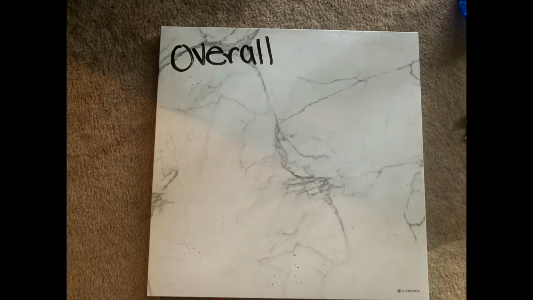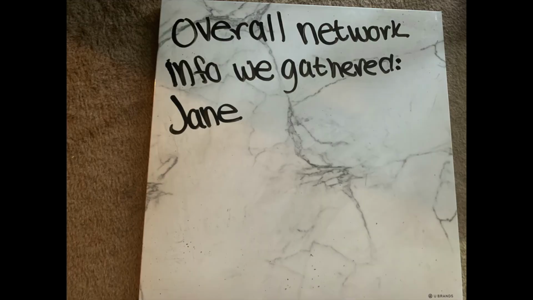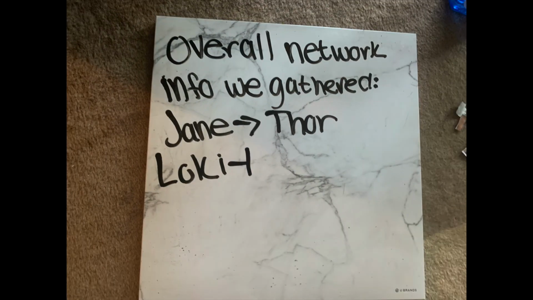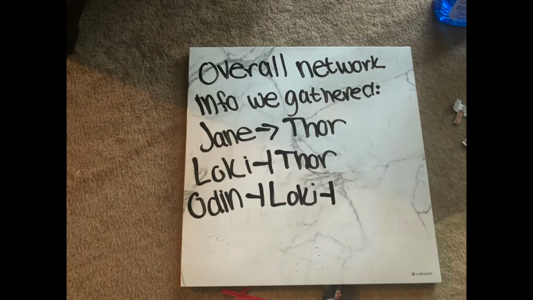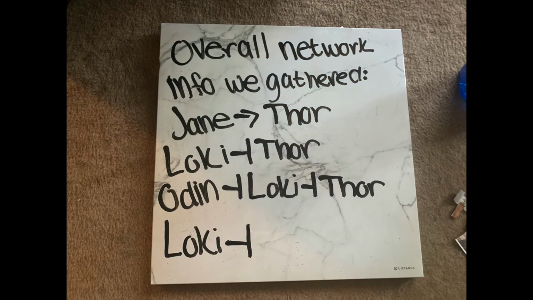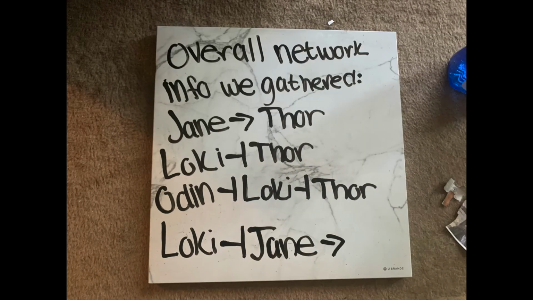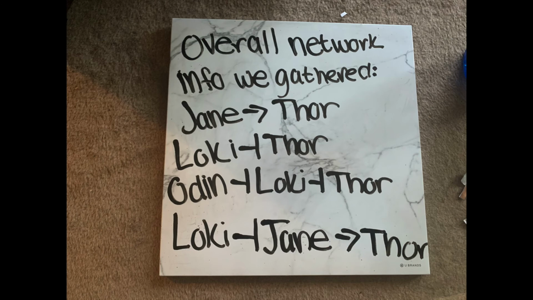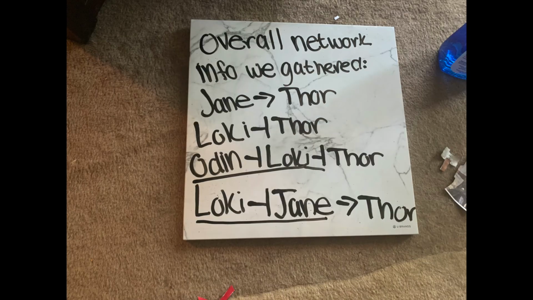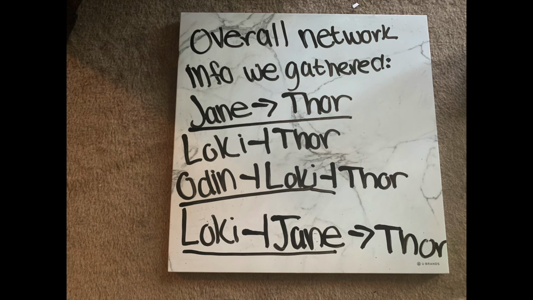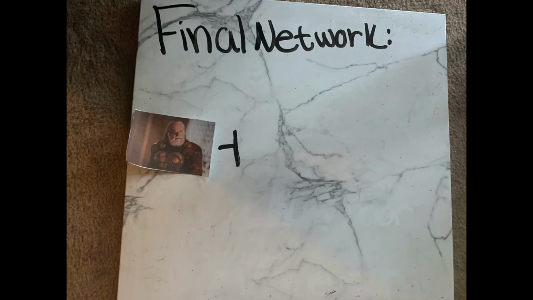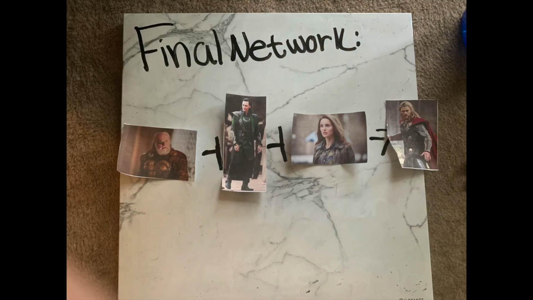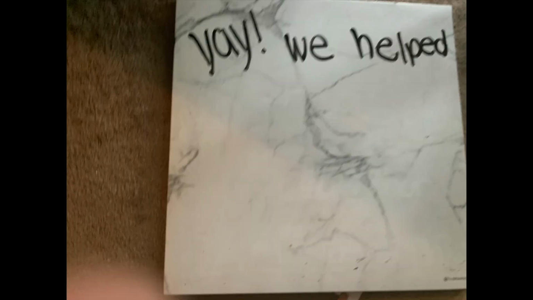Now we need to find the overall network. Remember, we found Jane activates Thor, Loki suppresses Thor, Odin suppresses Loki, who suppresses Thor, and Loki suppresses Jane, who activates Thor. Now we put the network in order by seeing who represses who and who activates who. You see that Odin represses Loki and Loki represses Jane and Jane activates Thor. So the final network is Odin suppresses Loki, who suppresses Jane, who activates Thor. Yay, we helped Thor save Asgard.